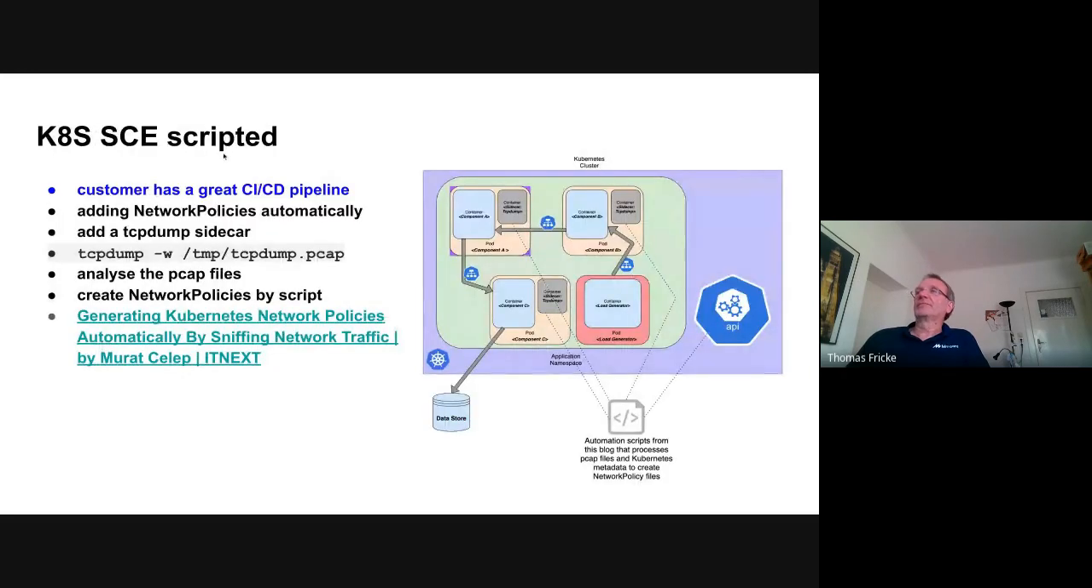How can you fix it? This is a very good example of security chaos engineering, scripted. If you have a CI/CD pipeline, you can add network policies automatically. And there is a very good example on the net. You simply add a TCP dump sidecar, and effectively it's running beside your pod, or in your pod beside your containers, and gets the traffic and analyzes the PCAP files which are generated by TCP dump.